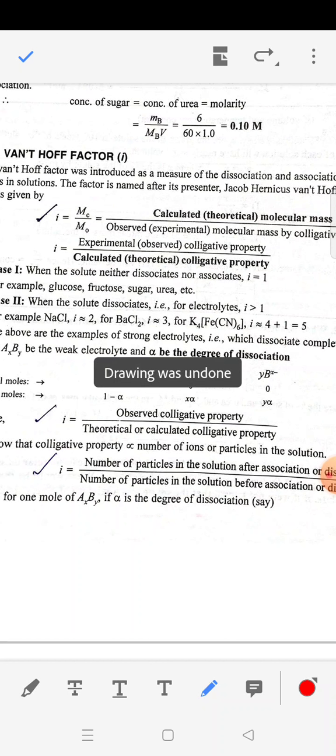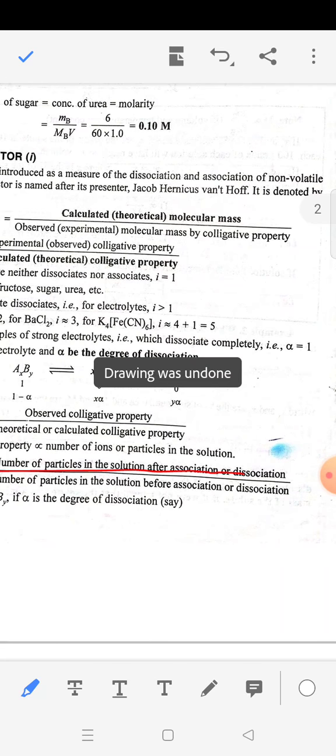Then you see the third method, which is the most convenient and most widely used method: number of particles in solution after association or dissociation, divided by number of particles in the solution before association or dissociation. So this is the most widely used formula.